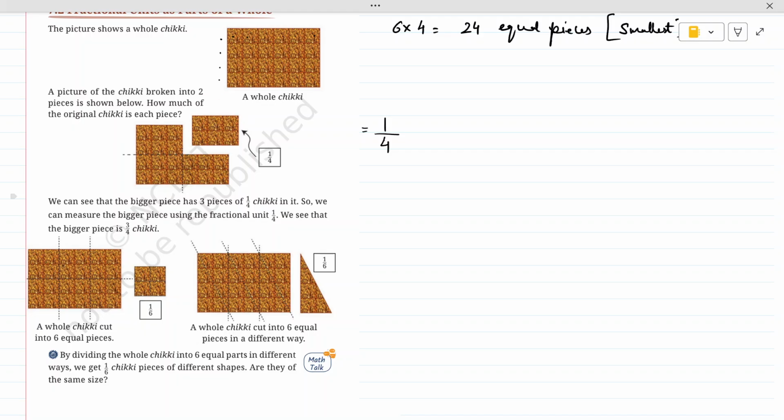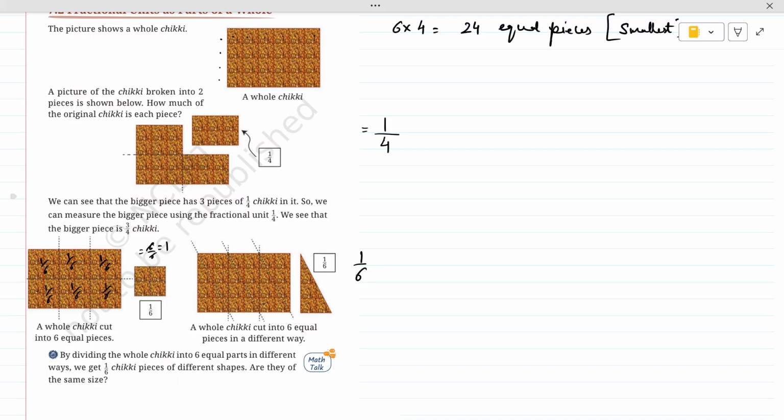Similarly, if we go here, now they have divided this in a different way, right? So it has 1, 2, 3, 4, 5, 6 equal parts. And from these 6, they are taking away one such part. This is one part, so this will be 1 by 6. All these are 1 by 6. And when we combine them together, this will be 6 by 6, that is one whole chicky. So this is 1 by 6.